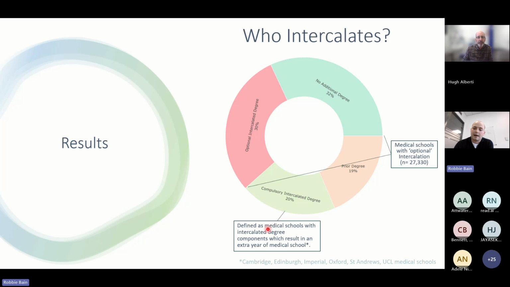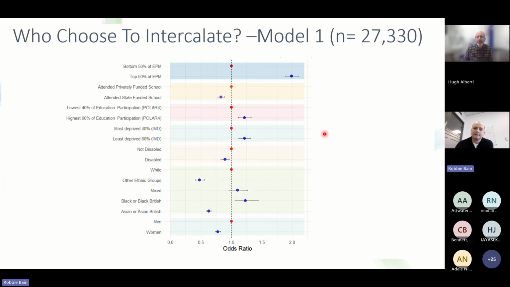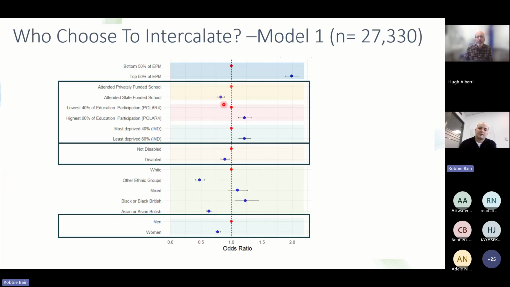And we see that we had a cohort of about 27,000 people to ask who does and doesn't intercalate. What we found is that people who scored highest in their degree, so EPM, the education performance measure, back when that was used, were more likely to intercalate. But there were also some interesting factors around who doesn't intercalate.